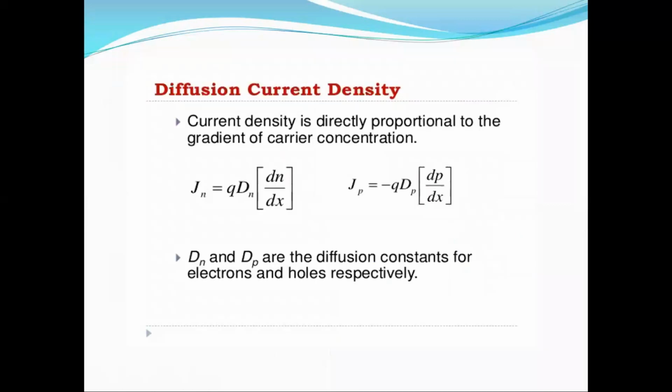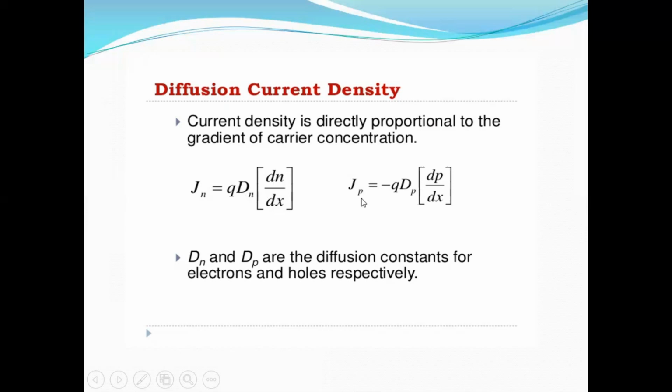Now we'll see the diffusion current density. Diffusion current density is given by Jn, and that is proportional to the gradient of carrier concentration. Here dn/dx gives us the gradient of carrier concentration with respect to the x-axis. So Jn is equal to q into Dn, where capital Dn is the diffusion constant of electrons. So Jn equals q Dn dn/dx.